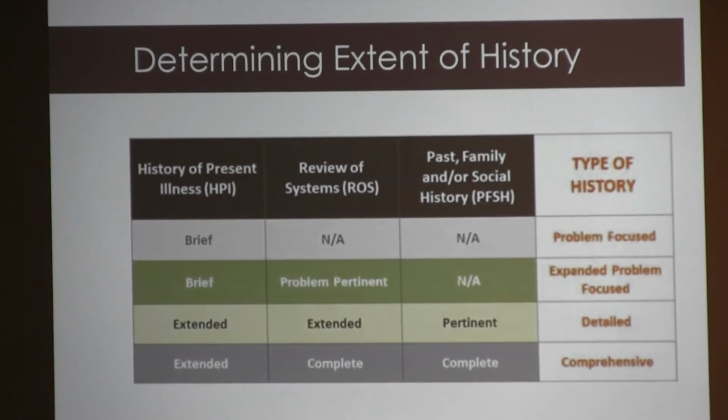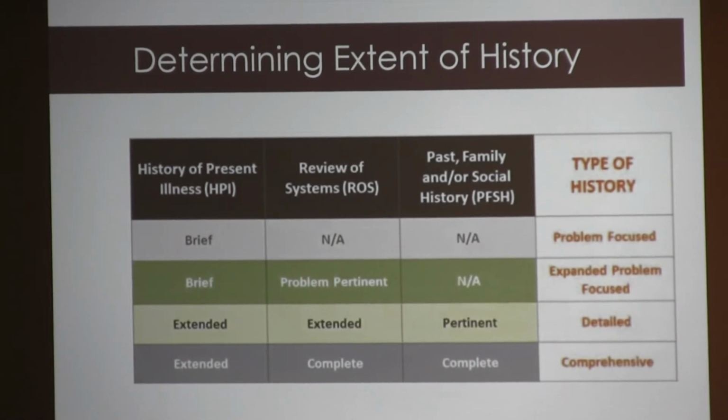Based off of what we collected, it's pretty good. It's not a brief history. It's an extended history. And so that meets the criteria for the history of presenting illness. Was there a review of systems? No. So automatically, because in a new patient that you're seeing, all 3 components need to be there in order for you to assign the actual type of history.